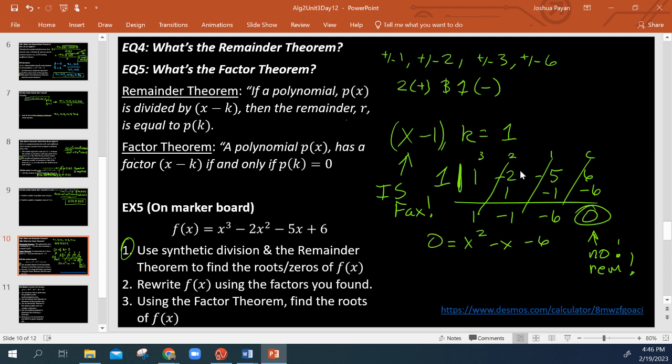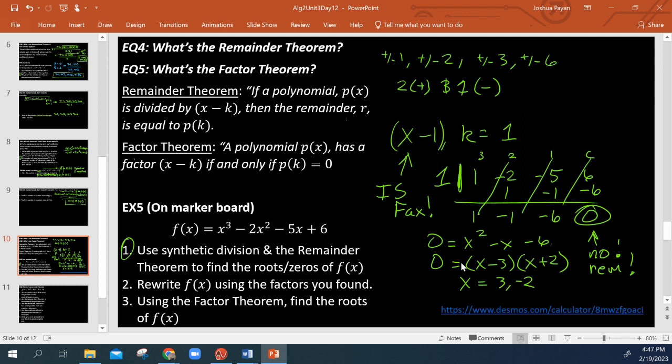If I set that equal to 0 and factor with fill in the blank, I would have x minus 3 times x plus 2. And this looks familiar, we did this one earlier. Negative 3 times positive 2 gives me negative 6. Negative 3 combines with positive 2 to give me that negative 1. So that means x equals 3 and negative 2.